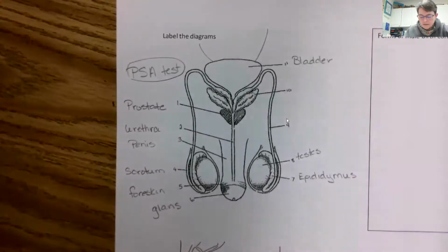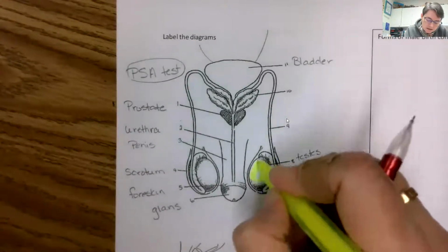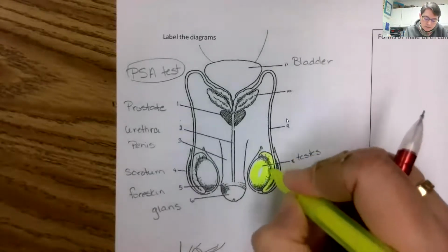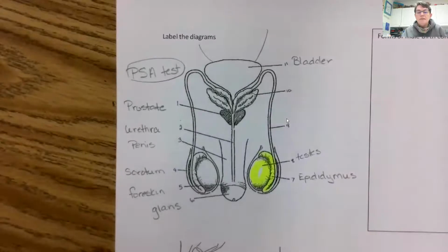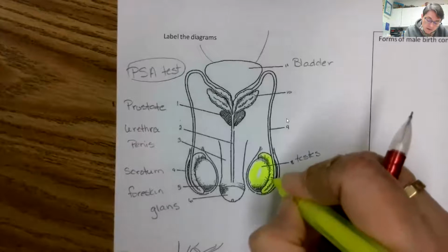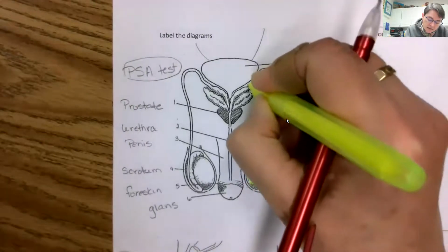All right, so what happens? The sperm forms in the testes, and then it hangs out in the epididymis to mature, and also until it's needed. If it's not needed, then the body reabsorbs it. If it is needed, then it will leave the body via this thing called the vas deferens.